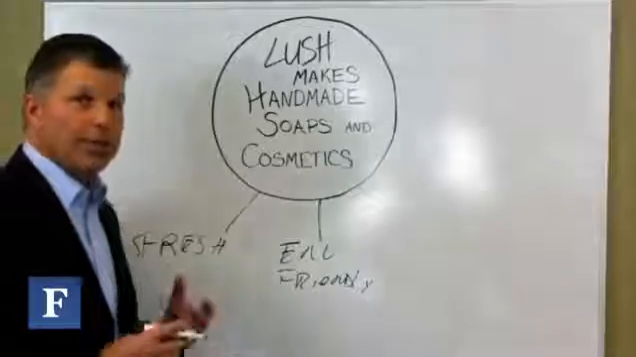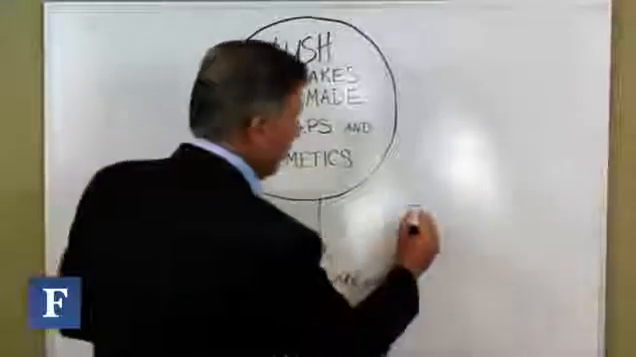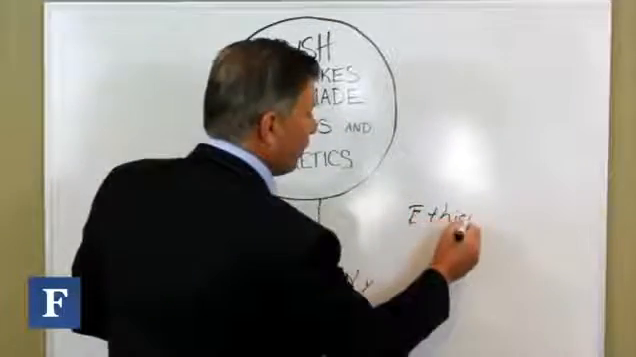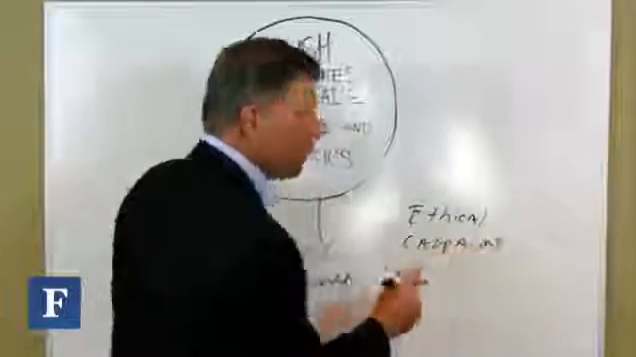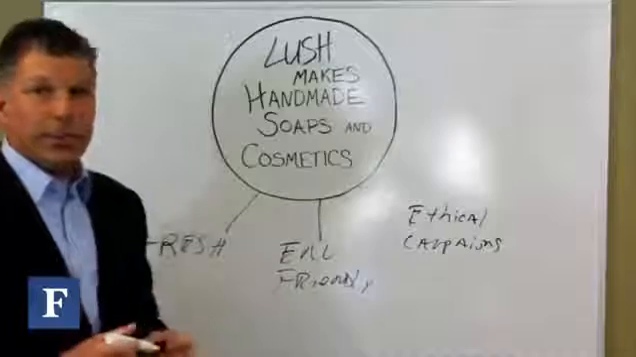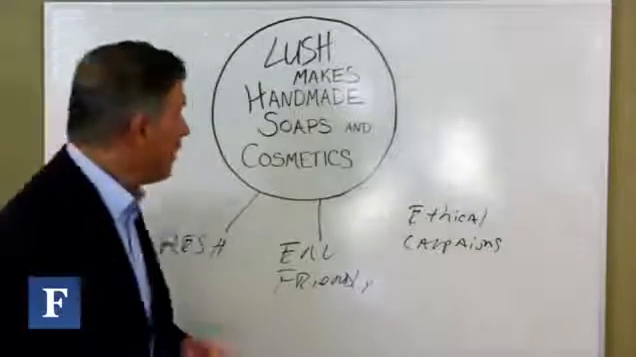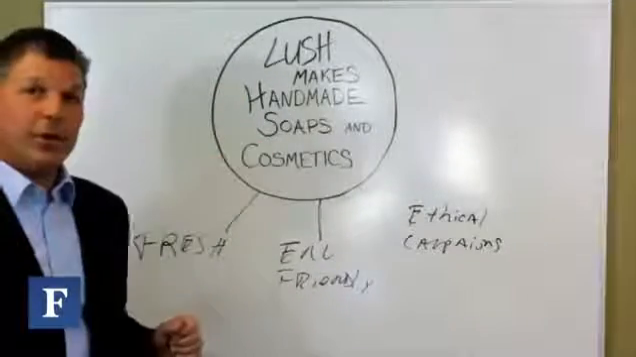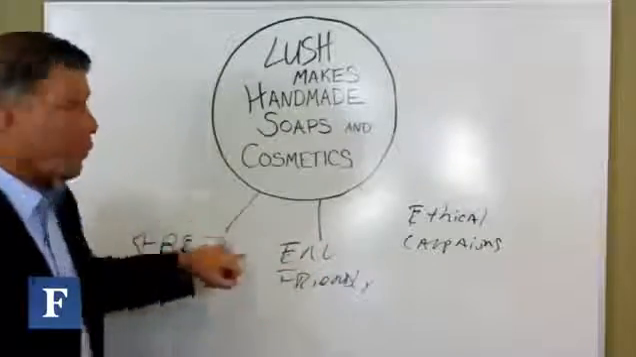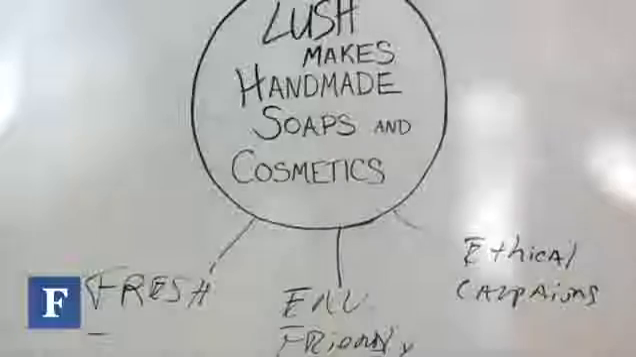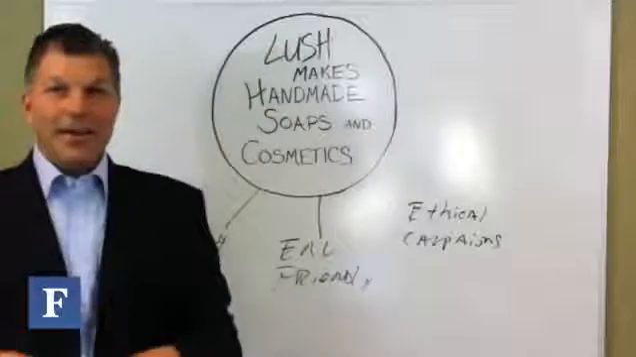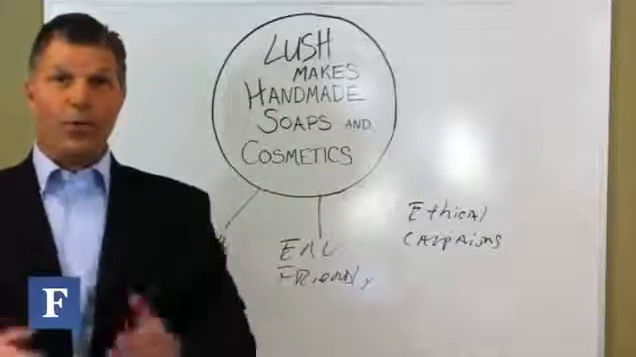And the third point is ethical campaigns. They support a lot of ethical campaigns globally and in their various communities where the locations are held. So Lush makes handmade soaps and cosmetics. There are 3 reinforcing points. They're fresh, they're environmentally friendly, and they support ethical campaigns. Now let's see how this would work out in the real world.